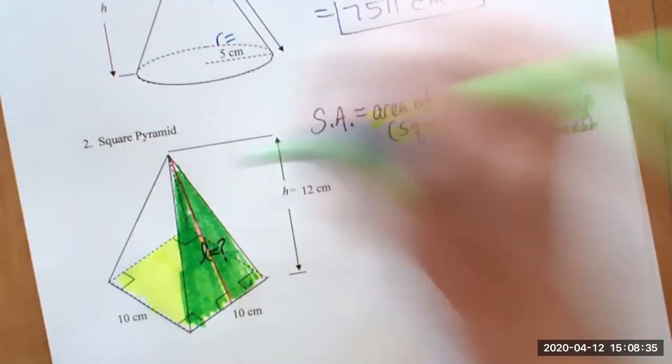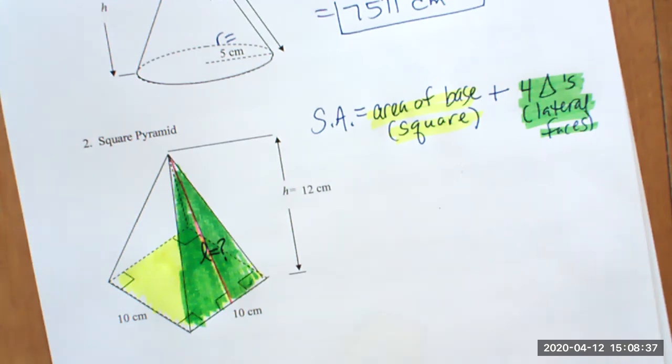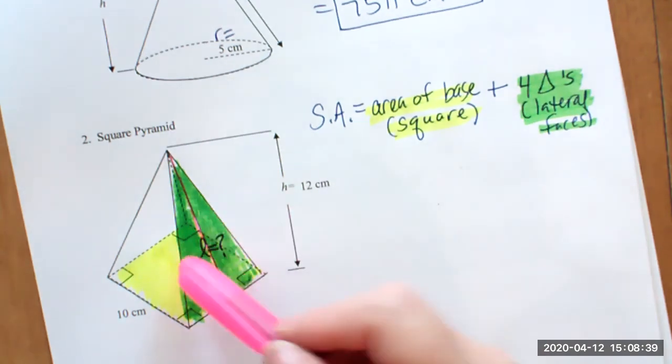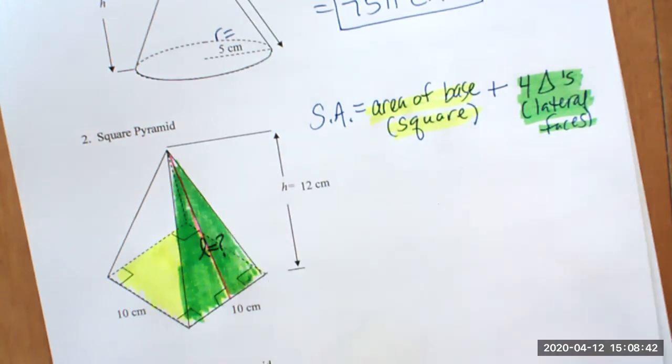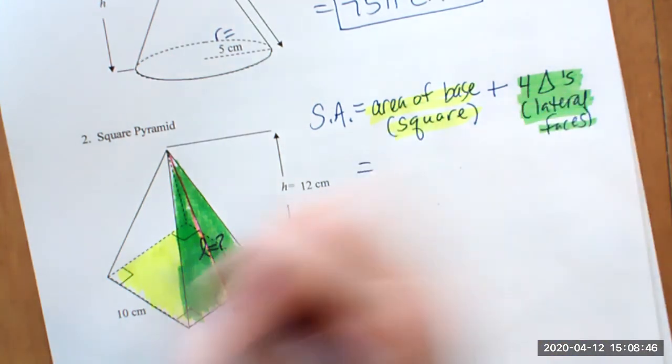Okay, so that's a triangle there. I have 4 of those and they're congruent to each other. So I can easily get the area of the square, right? 10 times 10.